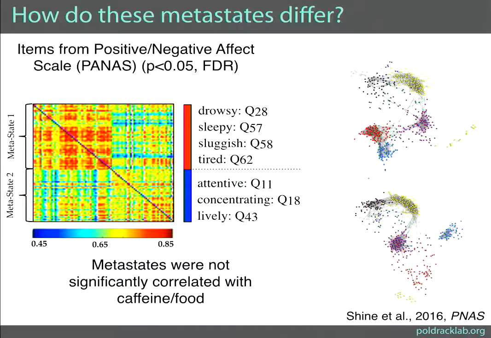And it turns out that that first meta state is correlated with high responses on questions about being sleepy or drowsy or sluggish or tired. The second meta state is correlated with questions about being attentive and concentrating and lively, right? So it really is reflecting some sort of difference in arousal states between those two days. Now, it was somewhat related to caffeine and food. It actually wasn't significantly correlated with the caffeine food effect, but they probably share some overlap.